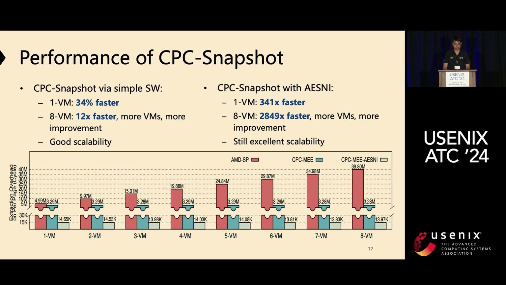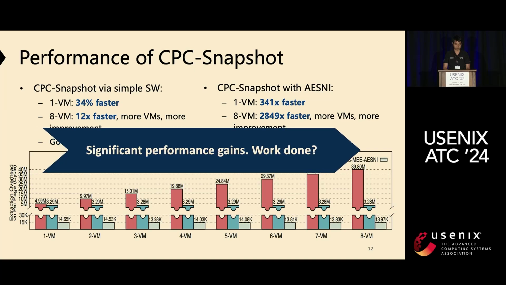We then further accelerate the encryption with AES-NI on x86, which results in a 340 times performance improvement in the single VM scenario, and still no degradation in 8 VMs, reaching a performance lead of more than 2,800 times. This improvement is significant. So, are we done? Does this design really work?